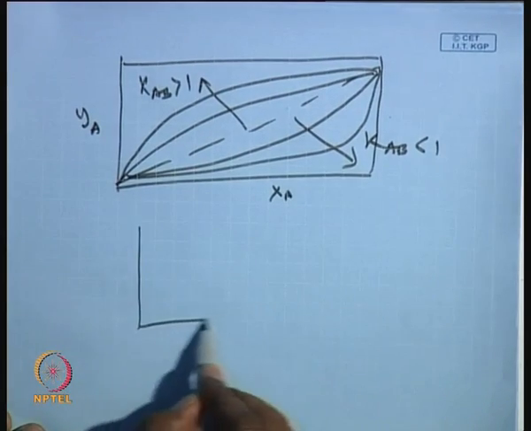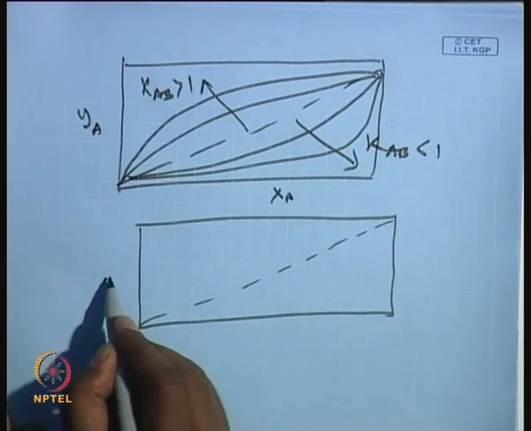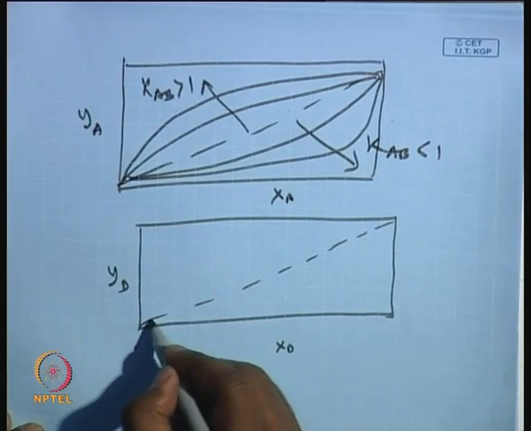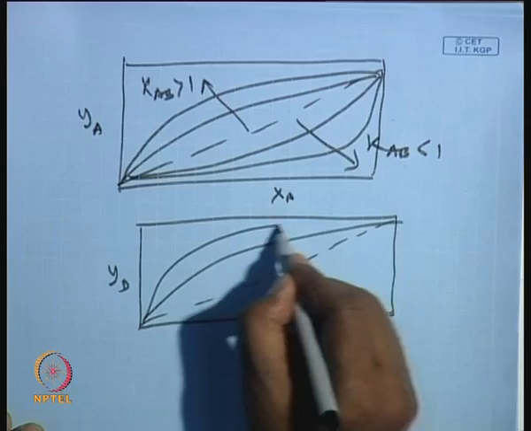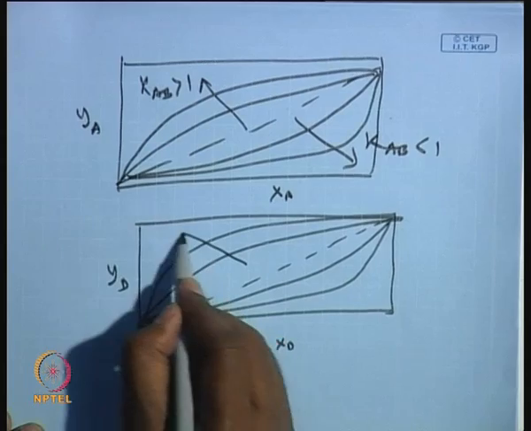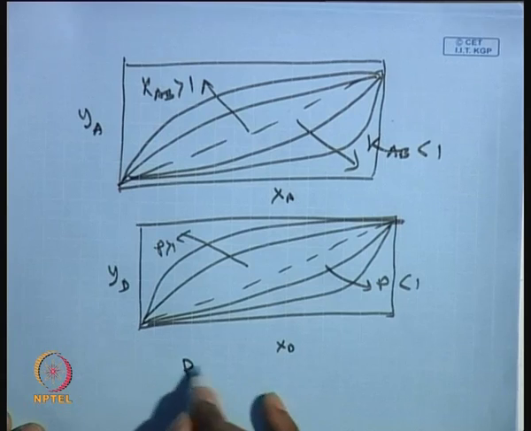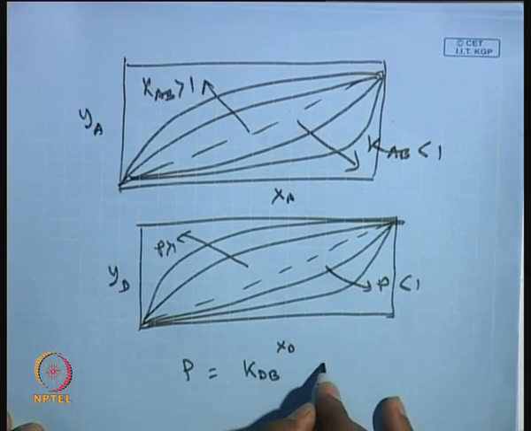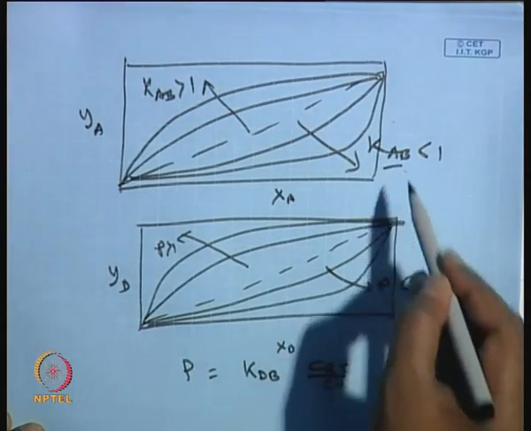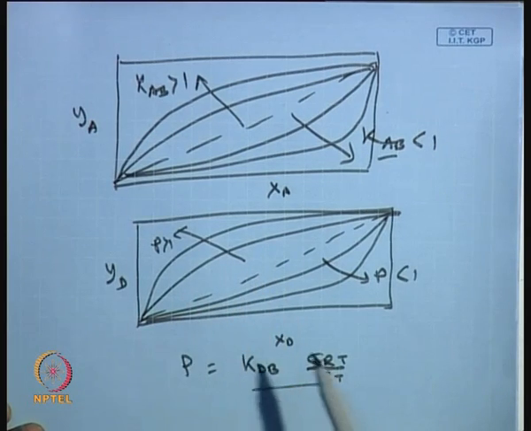For the divalent monovalent exchange system, you will be getting Y_D versus X_D. So, here p is greater than 1, in this case p is less than 1. What is p? p is nothing but K_DB multiplied by C_RT by C_T. So, depending on this parameter, the equilibrium constants, okay, you will be getting curves either concave up or concave down.